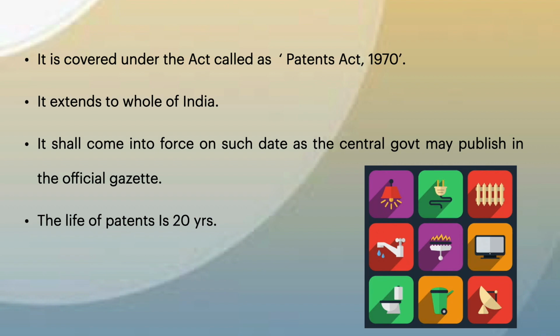And the life of a patent. If you are an inventor and you've invented something, you can hold the complete rights over that invention for 20 years. After 20 years, what happens? Either you can renew your patent rights, or you may let the public, or let anybody else, use your invention. Two options: either you renew your patent rights or you let the public use it.